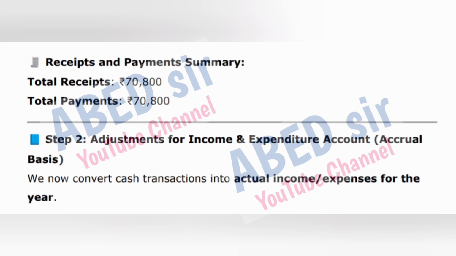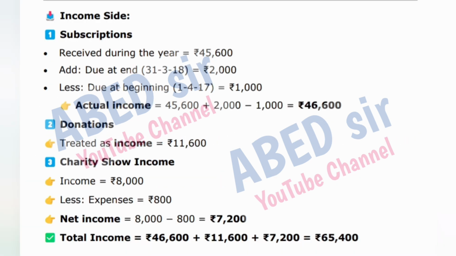Step 2. Adjustments for income and expenditure account, accrual basis. We now convert cash transactions into actual income and expenses for the year. Income side. 1. Subscriptions received during the year is equal to 45,600 rupees. Add due at end 31st March 2018 is equal to 2,000 rupees. Less due at beginning 1st April 2017 is equal to 1,000 rupees. Actual income is equal to 45,600 plus 2,000 minus 1,000 is equal to 46,600 rupees.